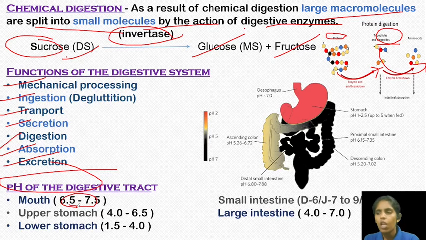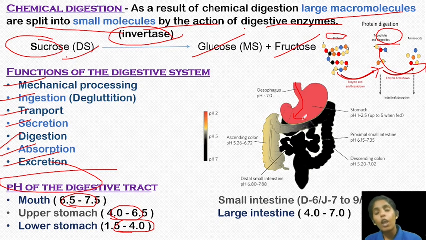Now coming to the stomach. If you divide the stomach into two parts, the upper stomach and the lower stomach, the upper stomach has a pH around 4.0 to 6.5, whereas the lower stomach has a pH of around 1.5 to 4.0. From this you can say that the upper stomach has a slightly less acidic pH than the lower stomach. Why? When it enters the stomach from the esophagus, the food will directly fall into the lower portion of the stomach.